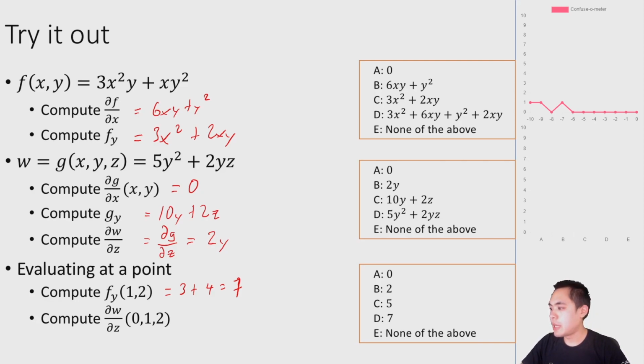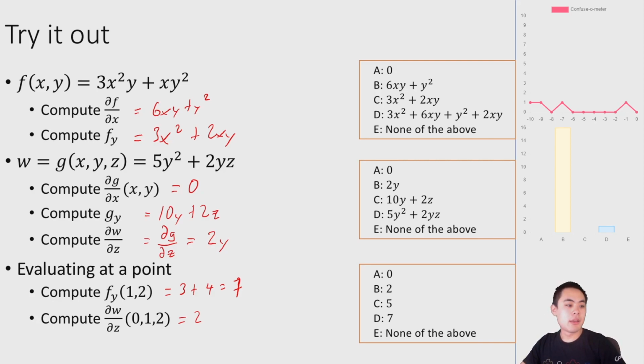Okay, so we have a number of different replies, mostly B's. So this is equal to 2 because you're just plugging in 0 for x, 1 for y, and 2 for z. Wait, what happened here? Del w by del z is just 2y, so 2 times 1 is just 2.